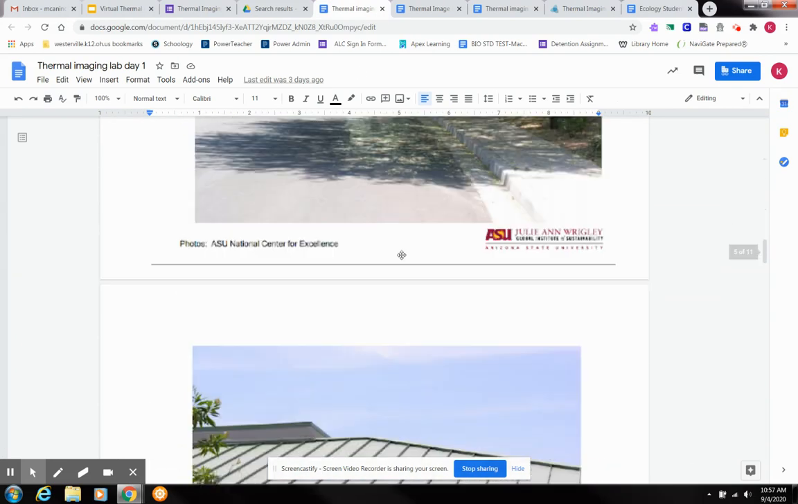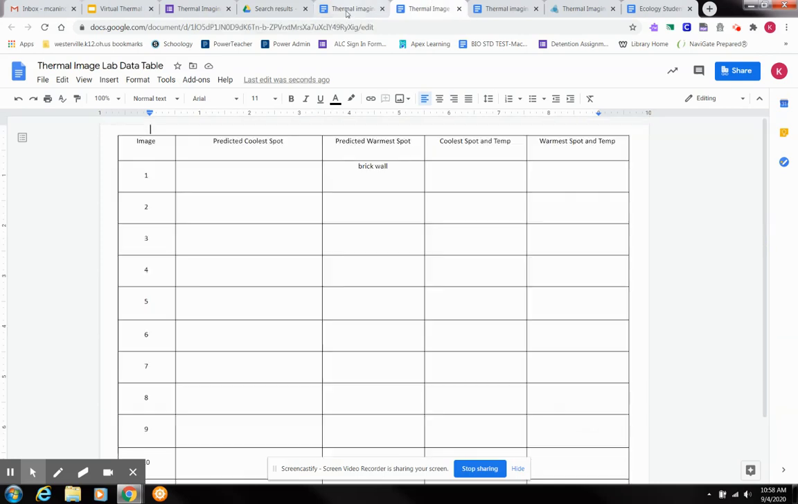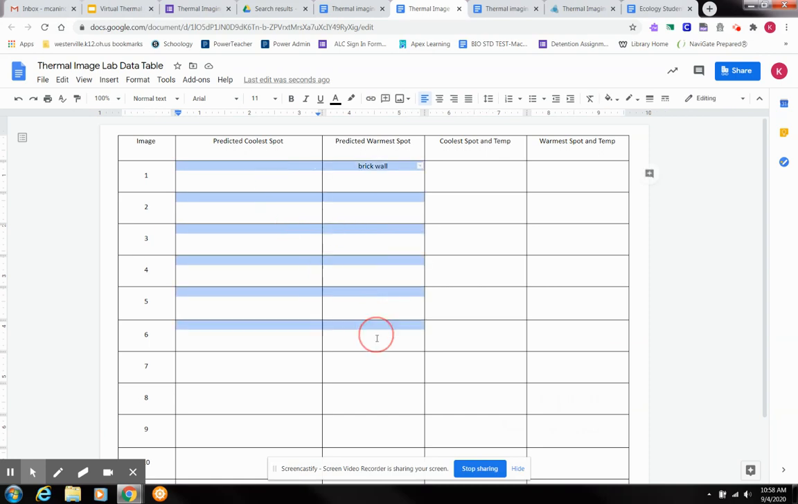So, let's look at this one. Where do you think the warmest spot is? Do you think it's on the tree? Do you think it's on the sidewalk? Do you think it's in the sun? Do you think it's in the shade? Where do you think that is? And then where do you think the coolest spot is? Make sure that you fill out these entire 2 columns before you move on. You only have to do that for day 1.